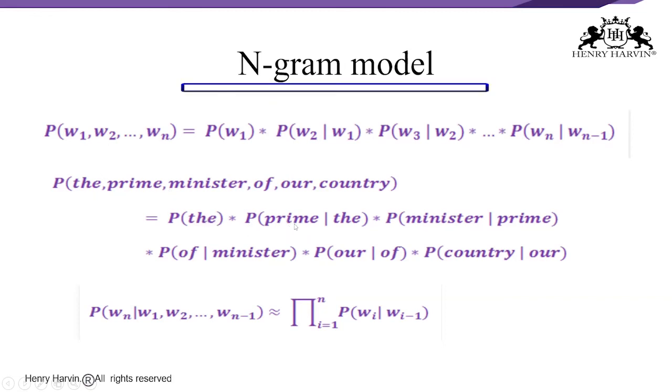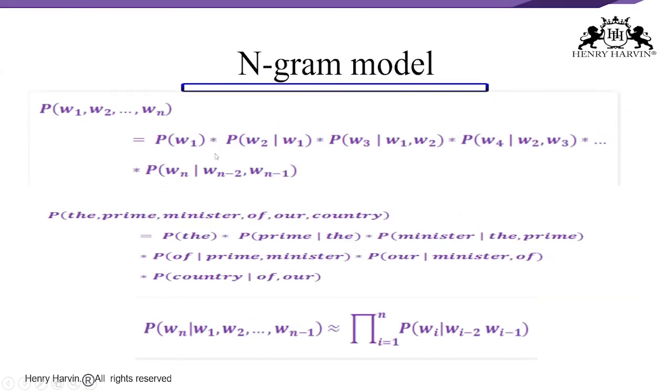And now the probability of prime, the given word is "the", right? And the probability of minister given prime. Probability of... no, this is how this actually flows, right? So in the next case, what I have taken is probability of W1 up to Wn equal to probability of W1 into probability of W2 given W1 into probability of W3 given W1, W2, right? So this is how this actually goes on.